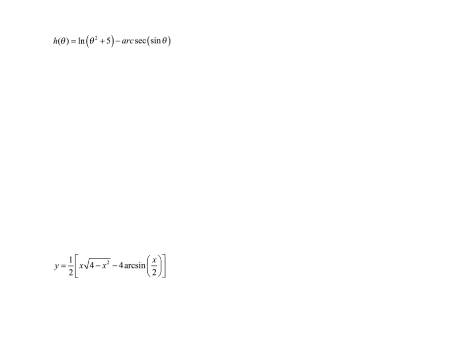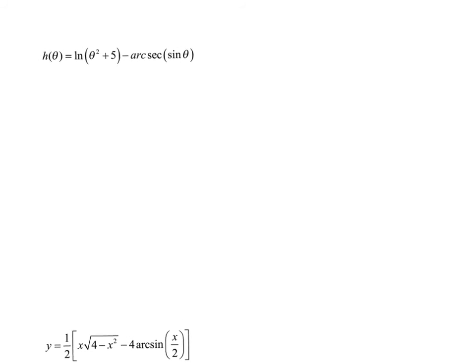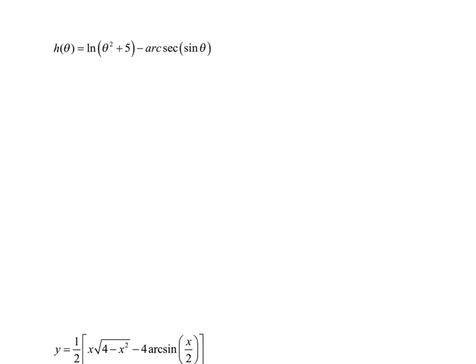All right, let's go ahead and look at a couple other ones, a little more complicated ones. So in this case, you can see this first one, we have h of theta equals natural log of theta squared plus 5 minus arc secant of sine theta. So the log and the arc secant are subtracted, so we can kind of do them separately. So no product rule or anything in this case, so that's good.